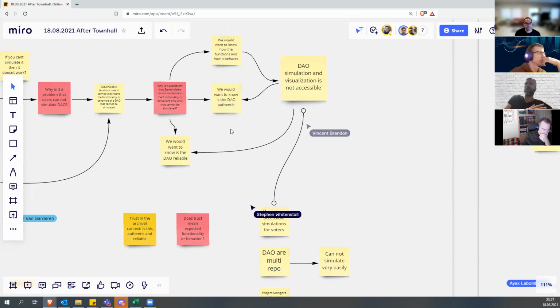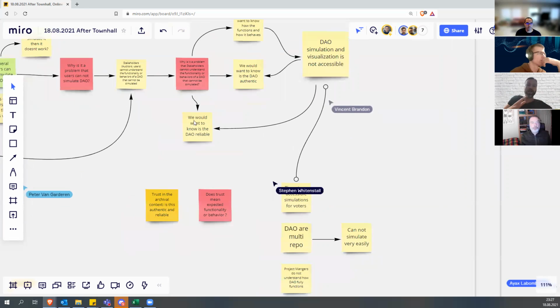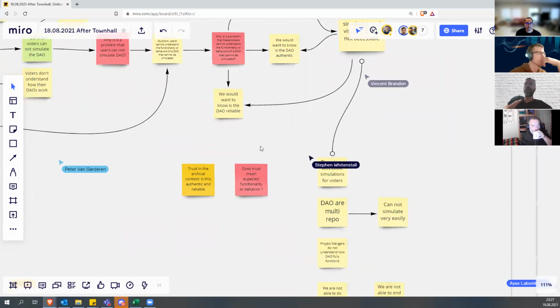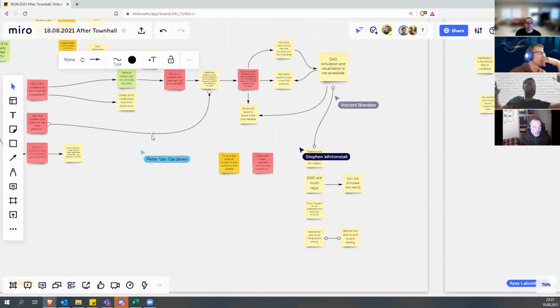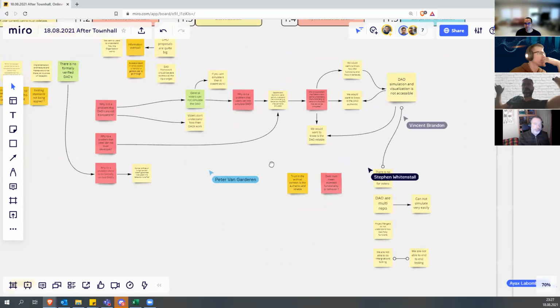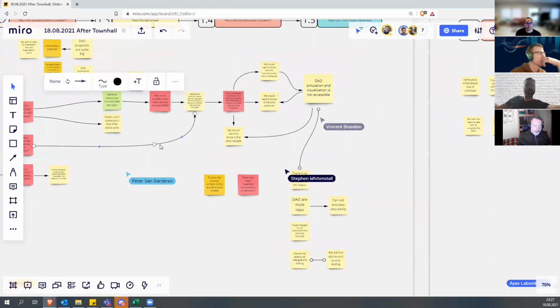Forget the part about whether I trust the DAO or not. Let's assume I trust the DAO for a second. Now it's this overwhelming thing of, how do I even know what is going on? Because it's just so complex, right? There are so many people involved.